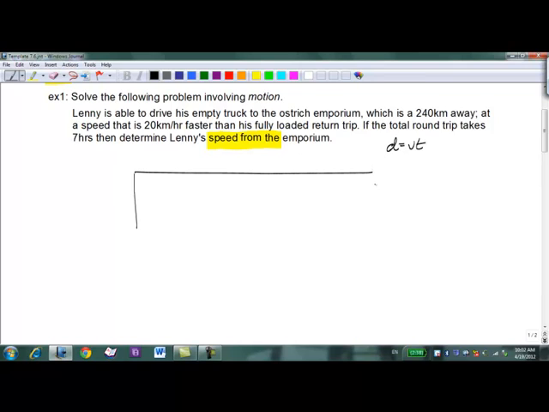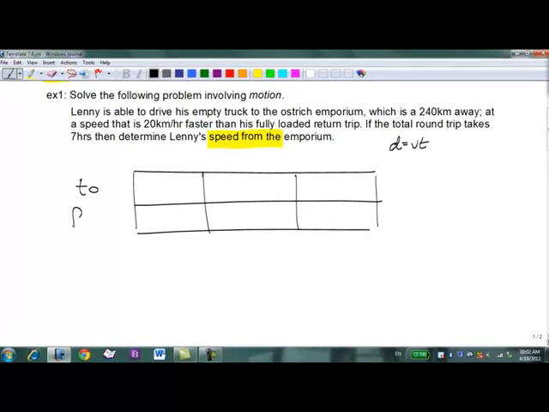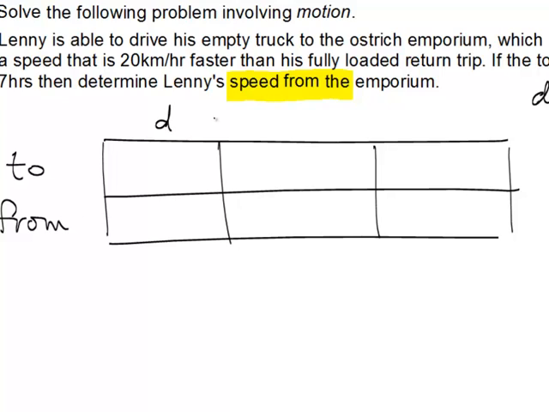So let's go again with this table. A to and from table with distance, velocity, and time. So that's to the Emporium, and that's from the Emporium. That's distance, velocity, and time. Distance is 240 kilometers both ways. We want Lenny's speed from the Emporium, so that's going to be our variable, x. And his speed to the Emporium is x plus 20. He can go faster because his truck is empty.